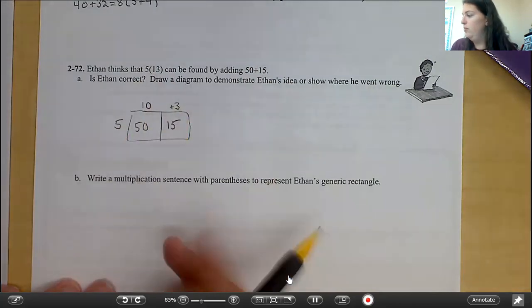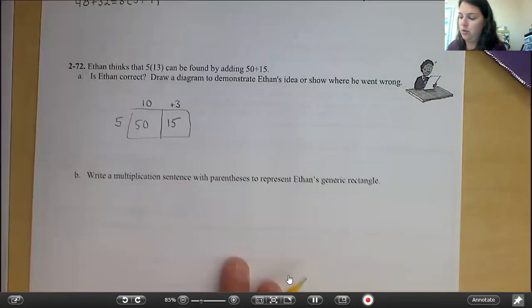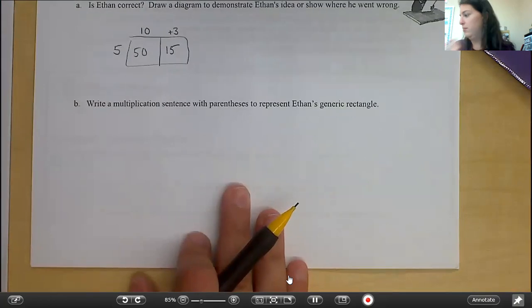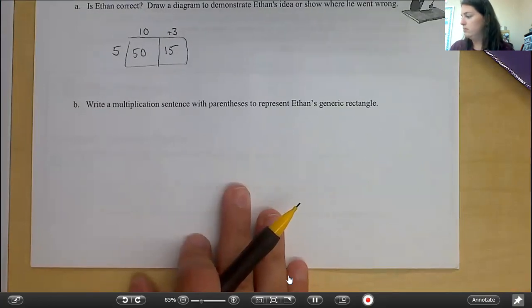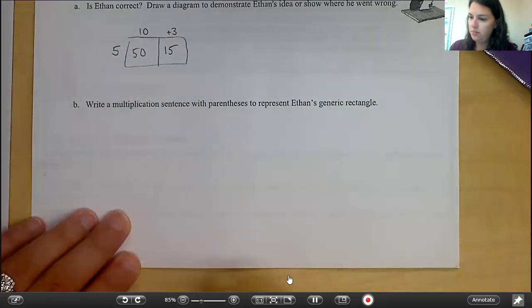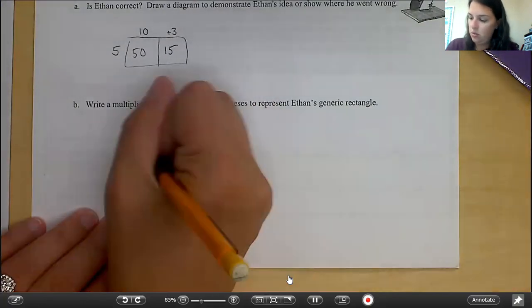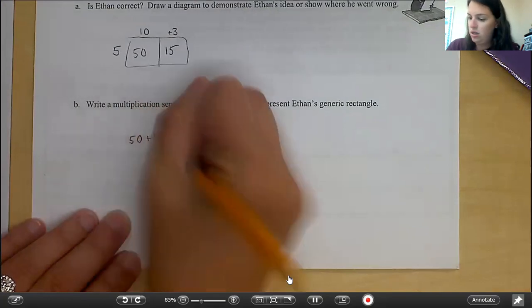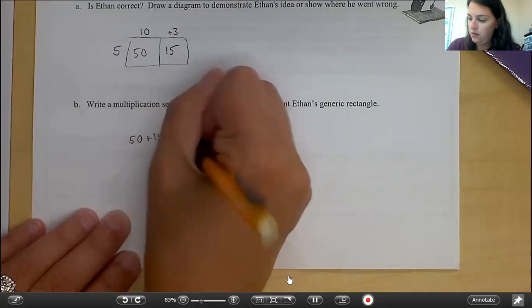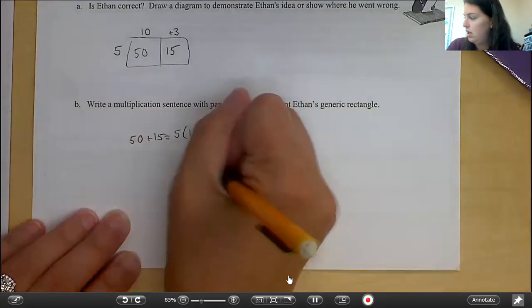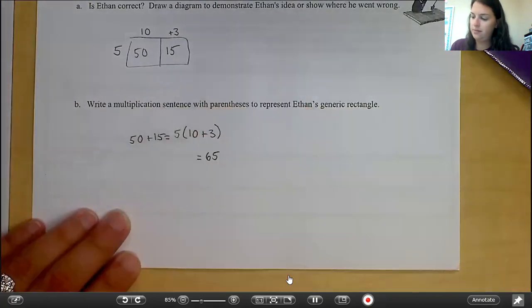Now write a multiplication sentence with parentheses to represent Ethan's generic rectangle. Go ahead and work on that. Okay, so we have 50 plus 15 equals our GCF, which is 5, times the quantity of 10 plus 3, which would then equal 65 if you solved. Okay.